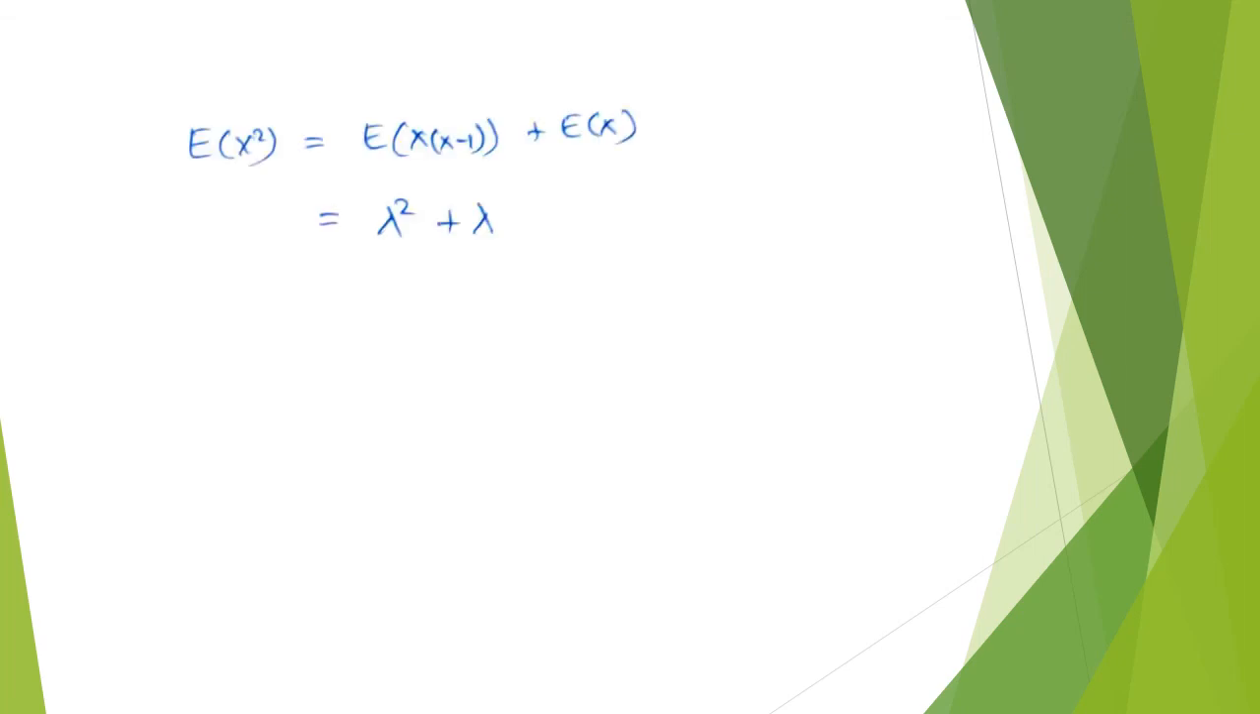So E of x square will be E of x into x minus 1 plus E of x. So E of the first we got is lambda square, plus E of x will be lambda. Now variance will be E of x square minus E of x whole square. So lambda square plus lambda minus, E of x is lambda, so lambda square, which cancels. So the important thing to remember is that the variance as well as mean both are lambda for a Poisson distribution.